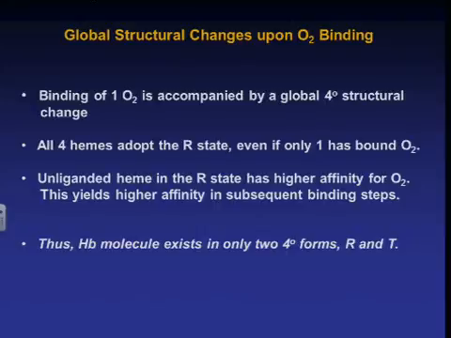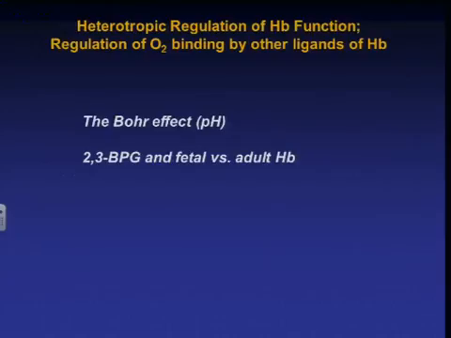So just think about hemoglobin existing in one of two forms, the T form or the R form, where all the binding sites for oxygen are in a productive conformation or a non-productive conformation. Is that pretty clear? All right.